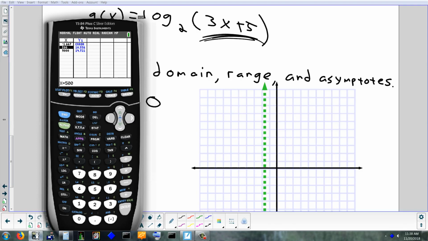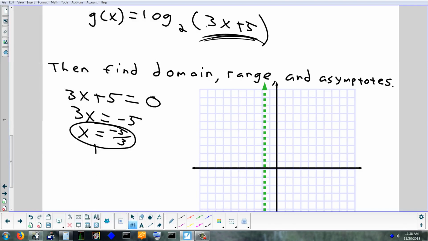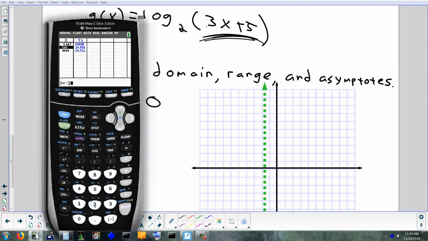If I plug in negative 2, Emily, what's 3 times negative 2? Negative 6. And then negative 6 plus 5? Negative 1. Can I take the log of negative 1? No. So we went the wrong way. You can't pick numbers that are smaller. We have to pick numbers that are bigger than negative 5/3. Try it on the calculator. It doesn't work. Okay, so let's just pick a couple points. Let's do 0, 2, 8, and 10.